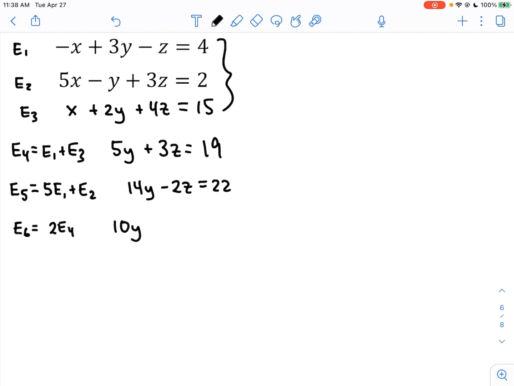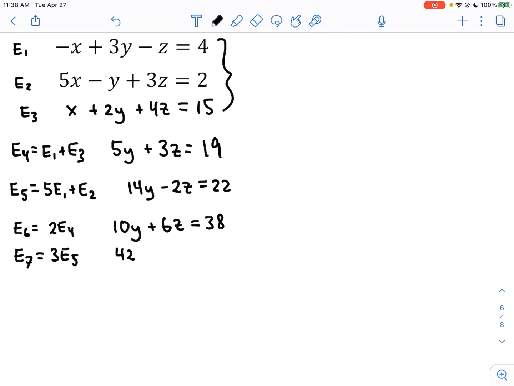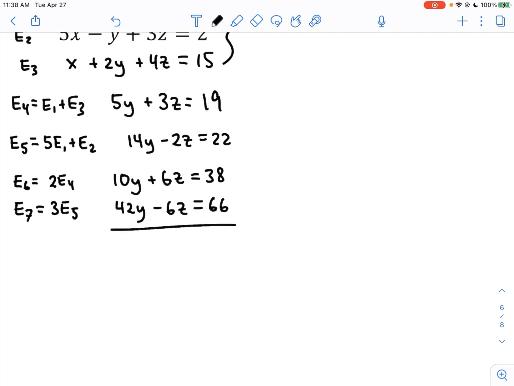If you double equation 4, you get 10y plus 6z is equal to 38. And I'm going to triple equation 5 to create equation 7. So we get 42y, 3 times negative 2z is negative 6z, and then 3 times 22 is 66. Now these are perfectly set up so that I can add together. The z's will cancel so I can find y. So 10y plus 42y is 52y, and on the other side of the equation, 38 plus 66 is 104.